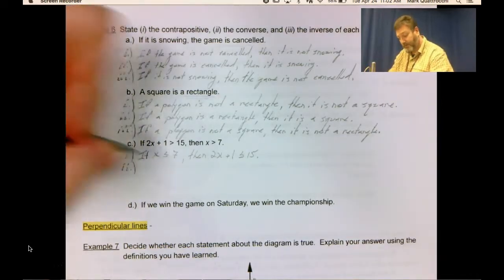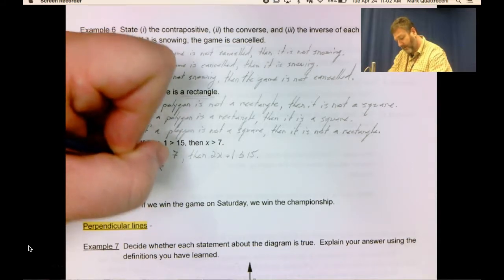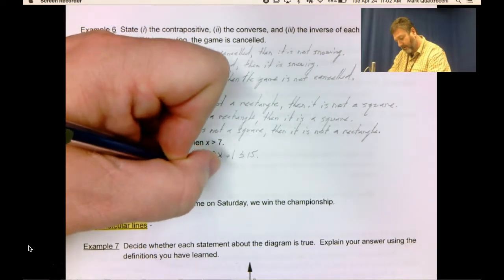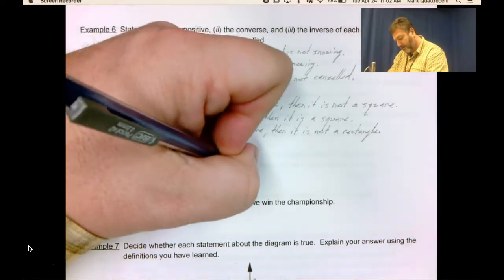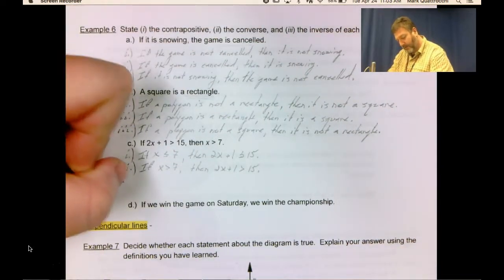Converse: switch them, but don't negate. If x is greater than 7, then 2x plus 1 is greater than 15. Roman numeral 3.